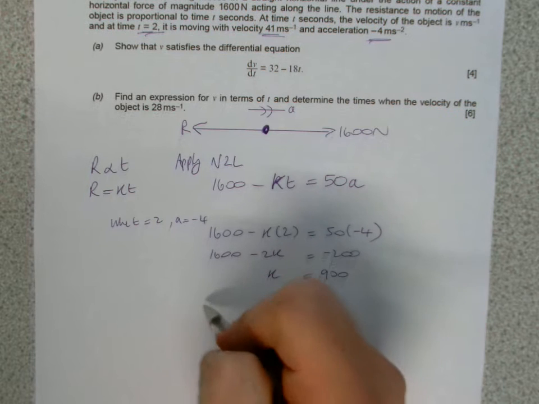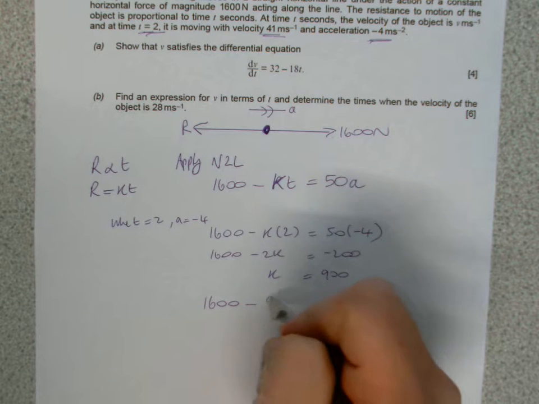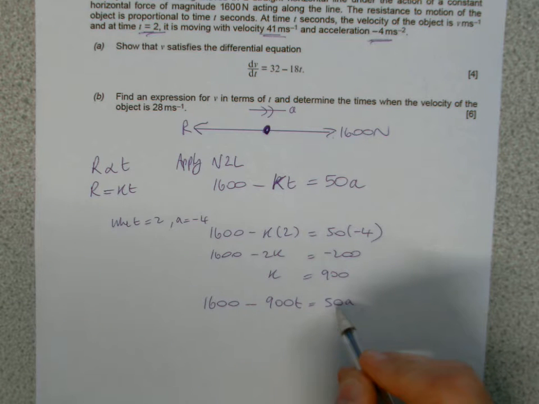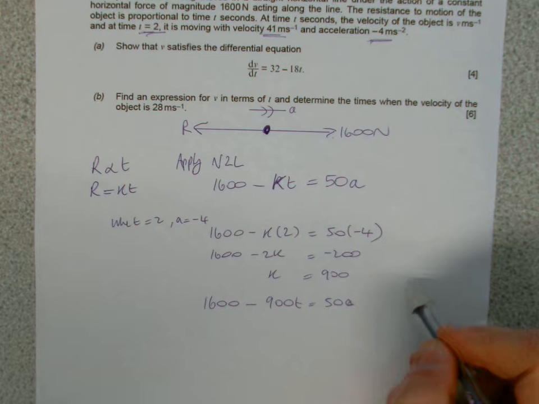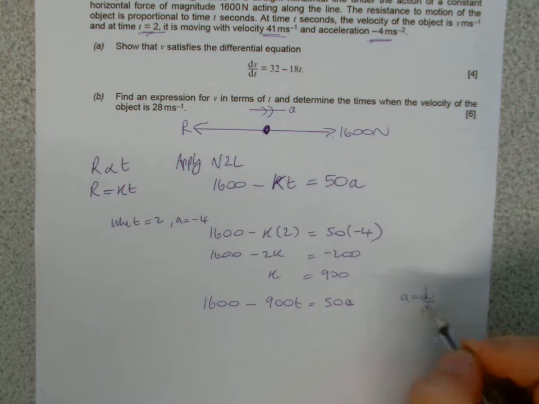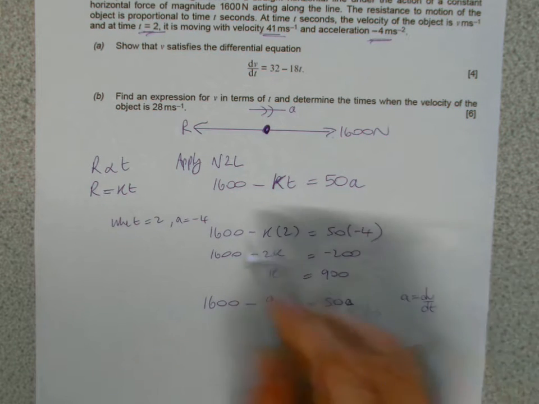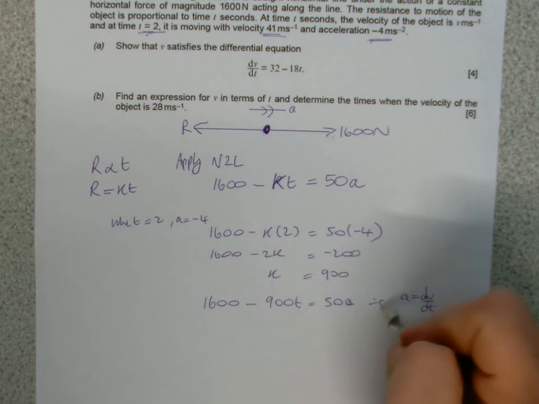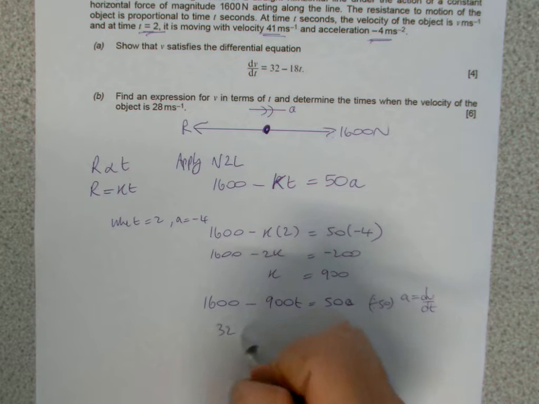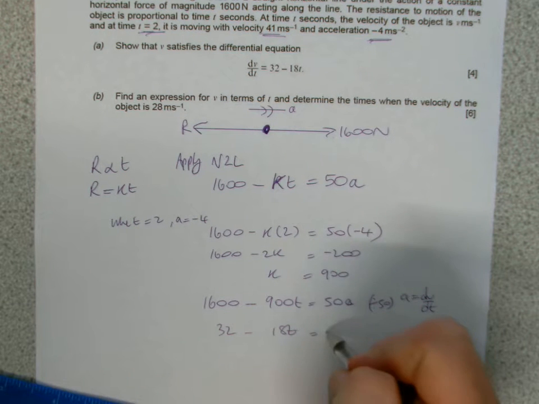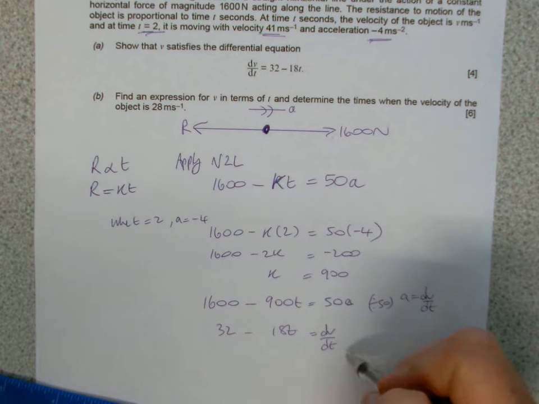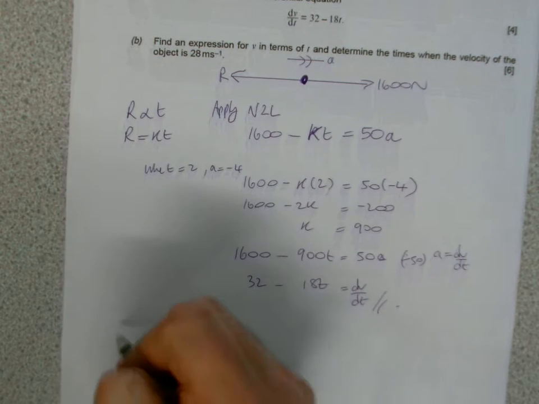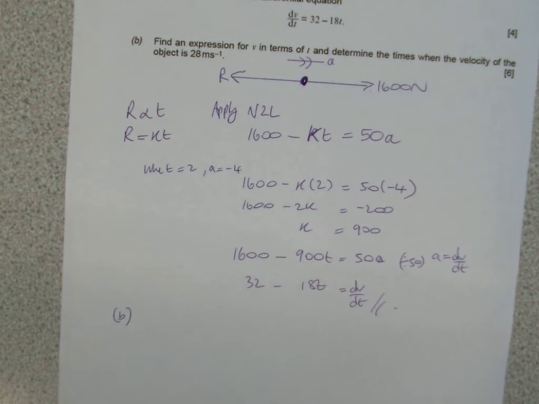So put it back in: 1600 minus kt, so minus 900t, equals 50a. Now what we need to realize is that a is just dv/dt, the rate of change of velocity. And if you look up here, there's nothing in front of it. So you've got 50 here, if we divide by 50, that becomes 32, that becomes 18. And you get your solution. That's what they wanted.